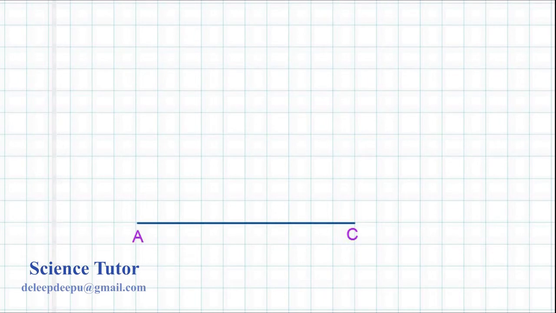A man wants to travel from A to C. His first position is A. Suppose he moves along this straight path towards the position C. So let it be 5 kilometers. But if this person wants to take another route, just like A to B and from B to C.